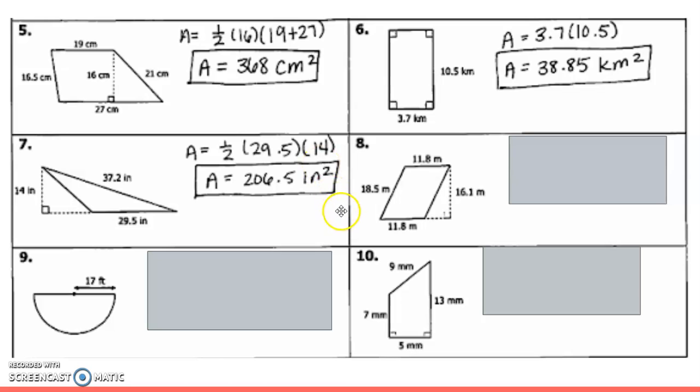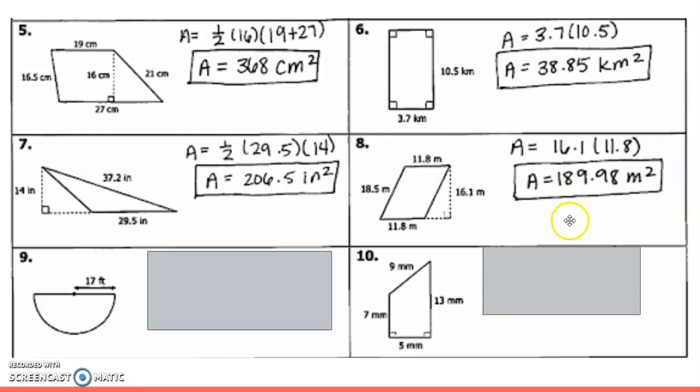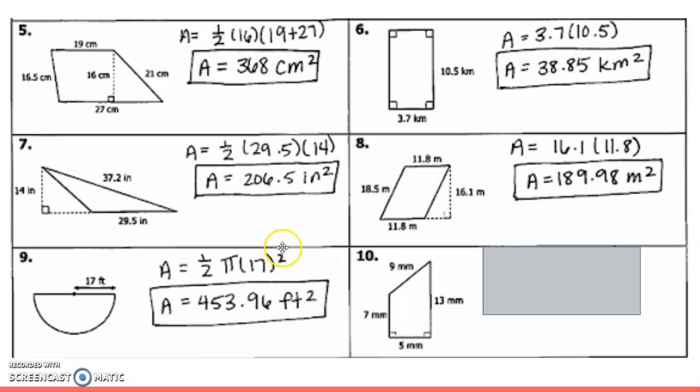Number 7, we have a triangle, and in this case, our height is outside of our triangle. They just couldn't show that inside, but it's the same height. Number 8, another parallelogram. For number 9, we're looking at a semicircle. So we're going to start off with finding the area of a circle, and then we'll cut that in half. So 17 squared times pi would give us the area of our circle, and then multiplying it by 1/2 gives us half of our area.